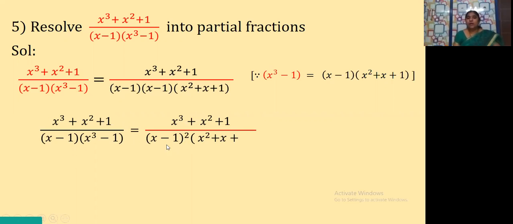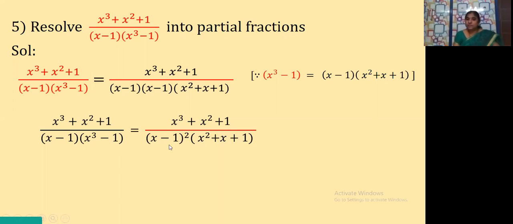Clear, children? Now if you observe the term in the denominator, there is a linear factor which is repeated, and there is another quadratic factor which is non-repeated and it is irreducible. Already we have seen in the last sum the same term where the discriminant is less than 0. Yes, so it is an irreducible factor. Now, how many partial fractions should we get here?